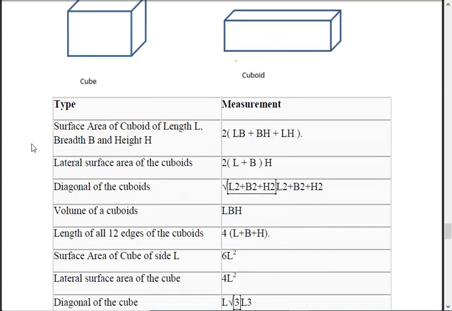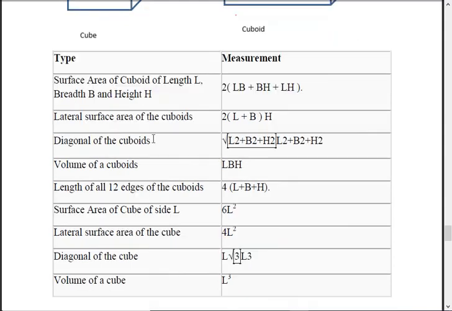Okay. Now the surface area of a cuboid of length L, breadth B and height h: 2(LB + BH + LH). Surface area of cuboid is also 2 into lateral surface area, 2 into (L + B) into H. Lateral means no top and no bottom area, these remaining areas. Okay.